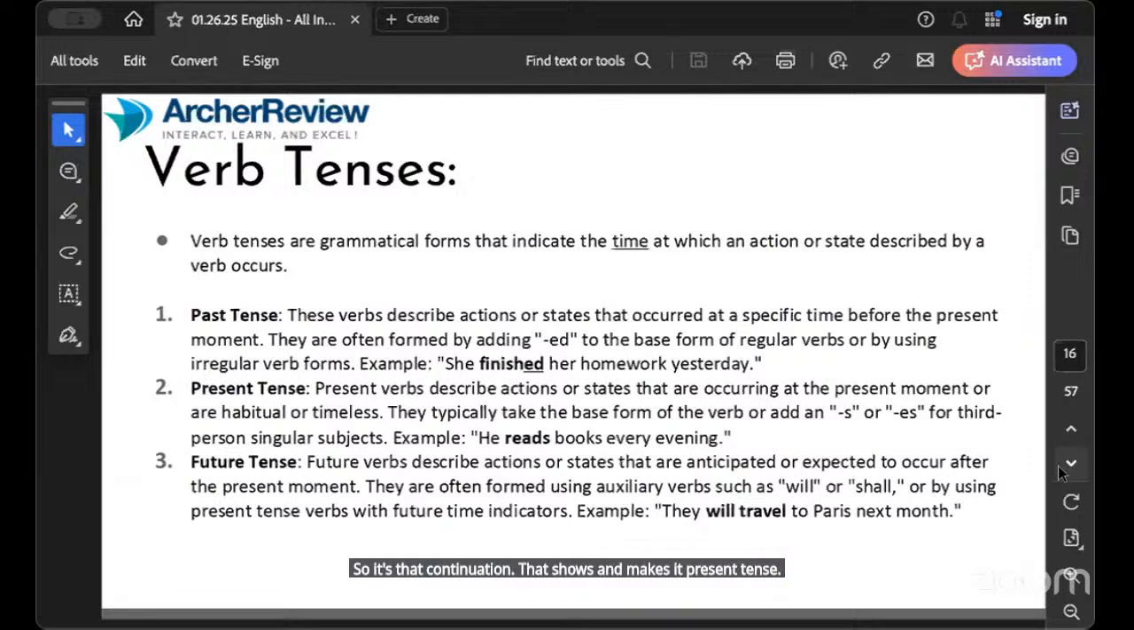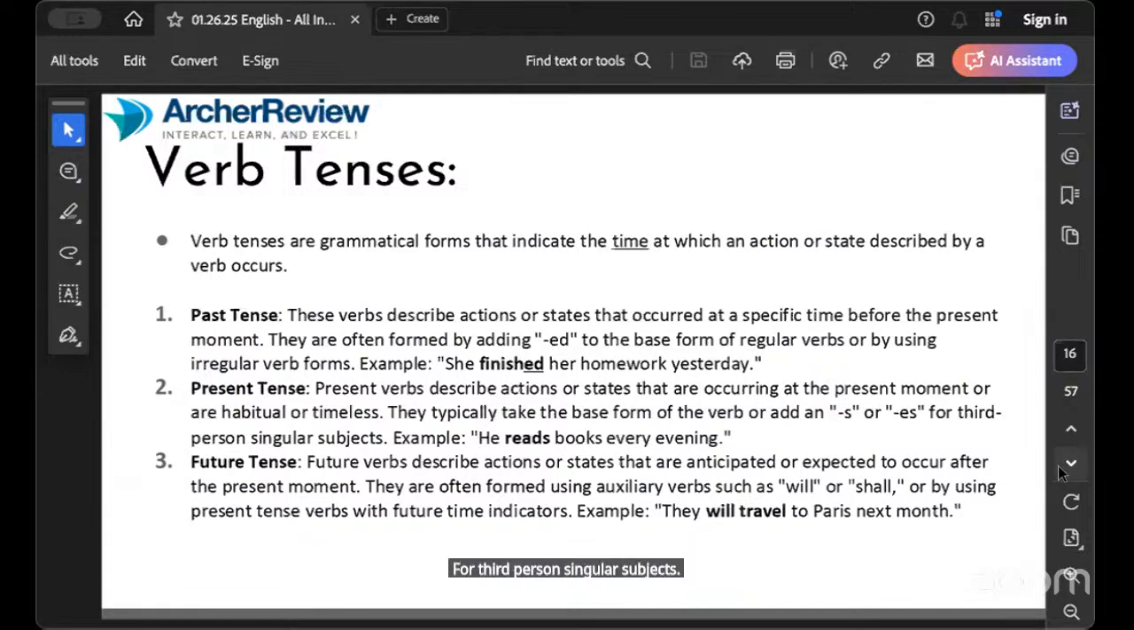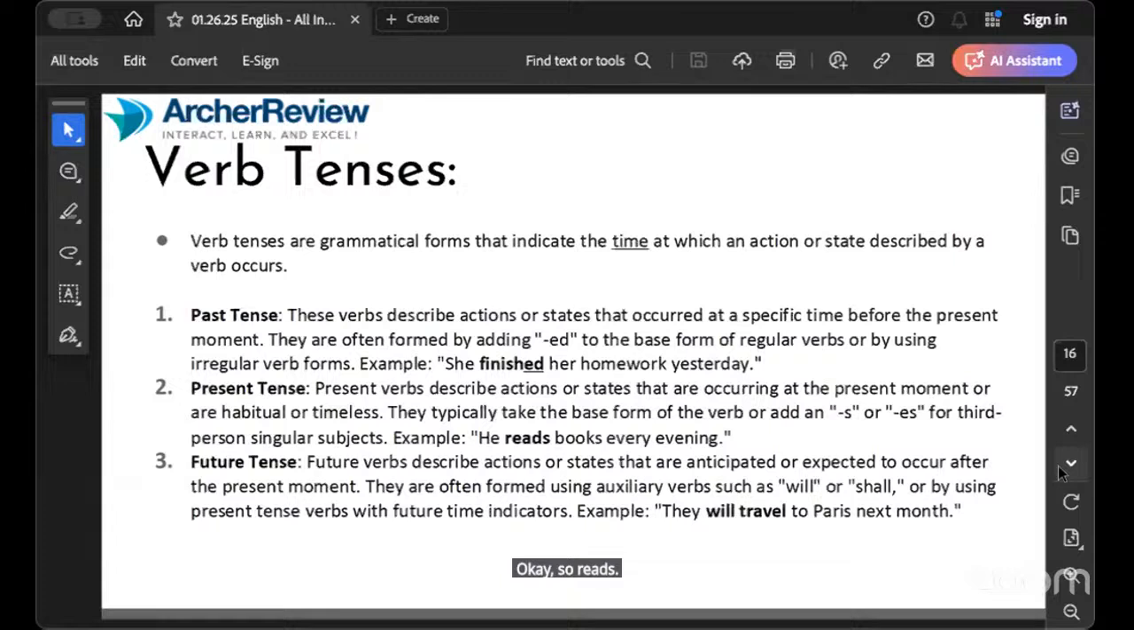Side note, with present tense verbs, you're either going to add an S or an ES for third person singular subjects to make those verbs agree. So, for example, he reads books every evening. This is something that he, whoever this he is, does every single day, every evening. So reads would be the verb form we would use here.